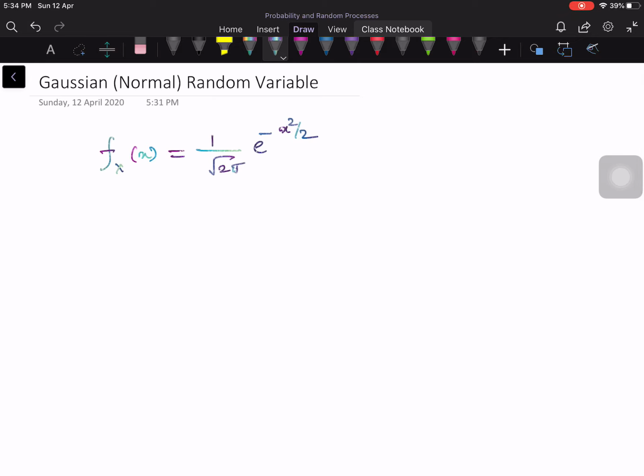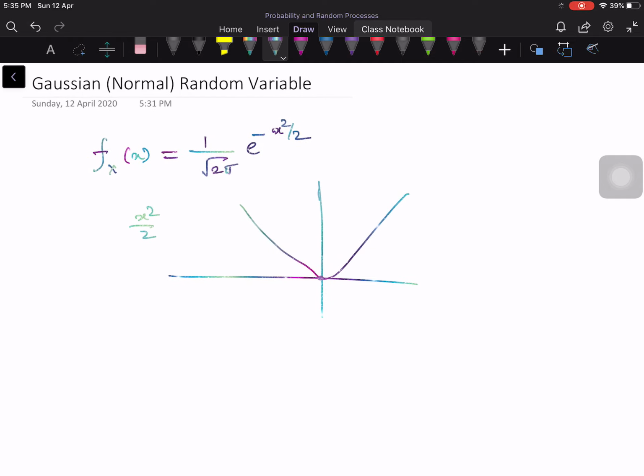Take the exponential. We start with the exponential part, that is x squared over 2. Let us take this function x squared over 2. If you plot this, it is a parabola, and the parabola shape will be like this. When x equal to 0, you get the 0 point. When x equal to 1, 2, 3, it keeps on increasing, and here also it keeps going like this. It's a parabola.